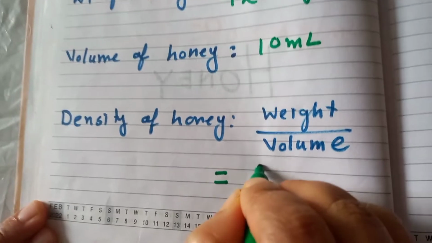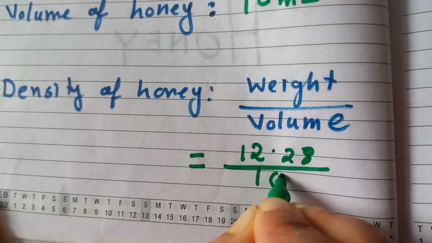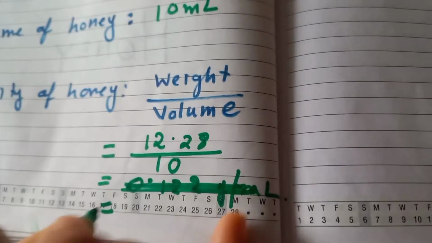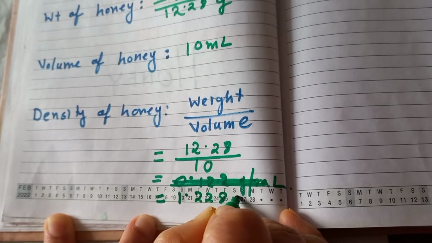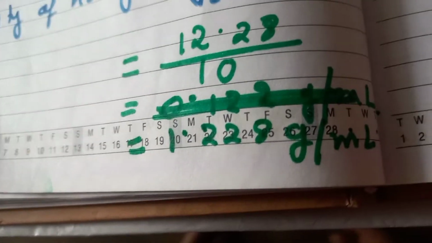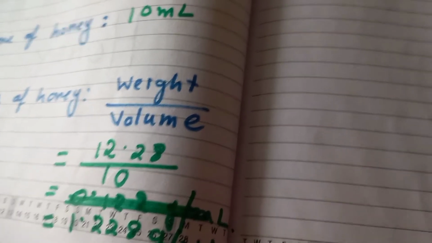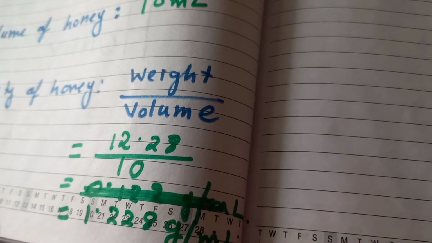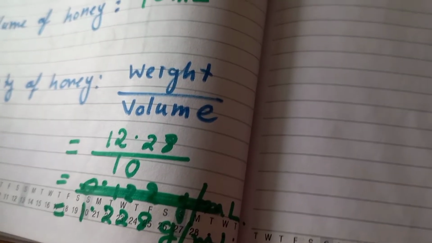So weight is 12.28 divided by 10. So it will be 1.228 gram per ml. So now we have found the density of honey, that is 1.228 gram per ml. Now if you remember, the density of water is 1 gram per ml. So here you can see the density of honey is more than water.